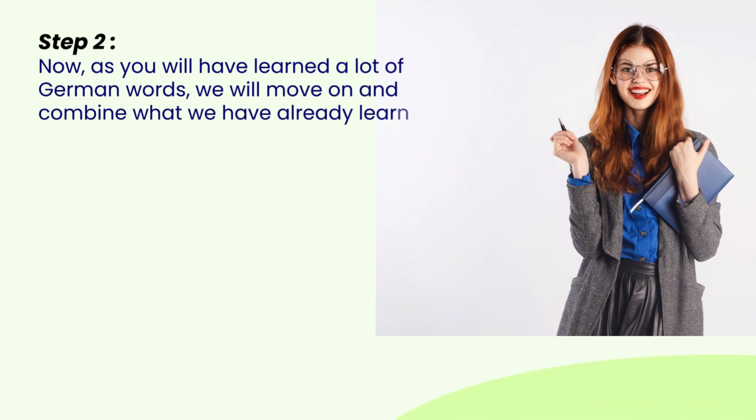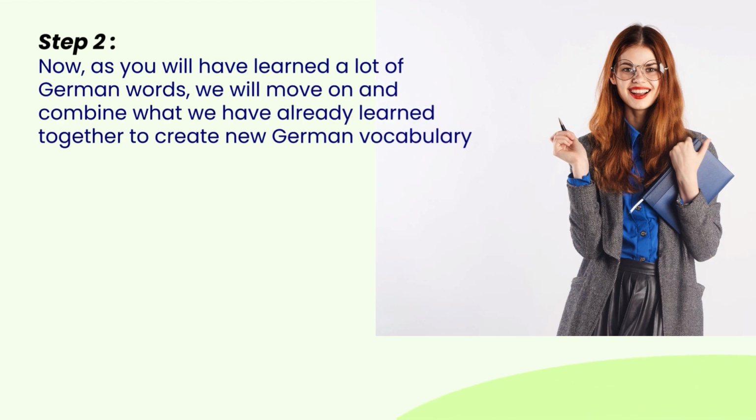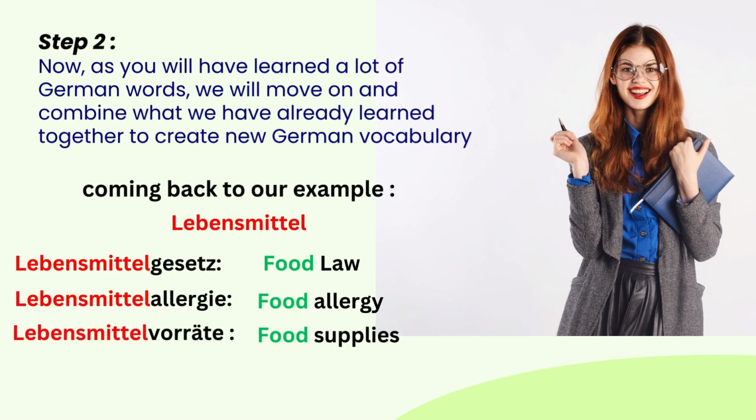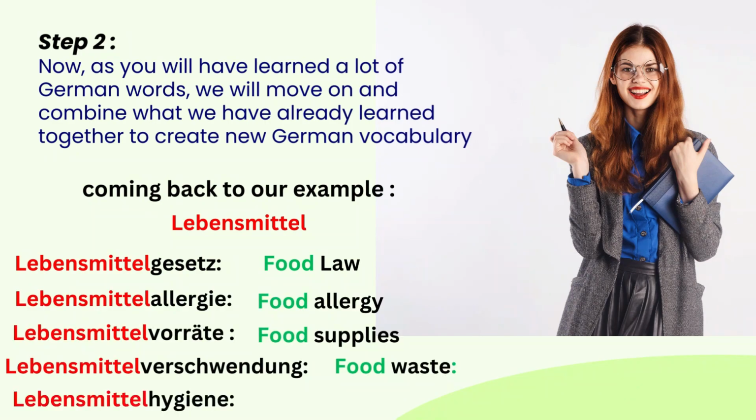Now, as you will have learned a lot of German words, we will move on and combine what we have already learned together to create new German vocabulary. Coming back to our example: Lebensmittelgesetz, Lebensmittelallergie, Lebensmittelvorräte, Lebensmittelverschwendung, Lebensmittelhygiene.